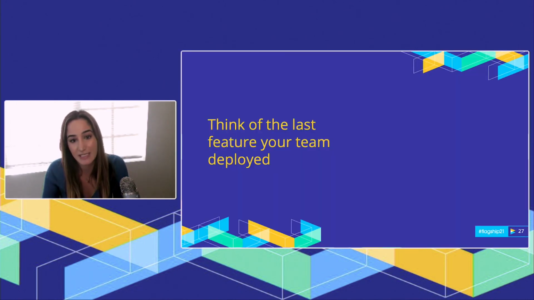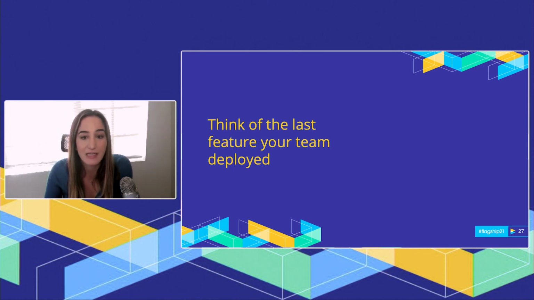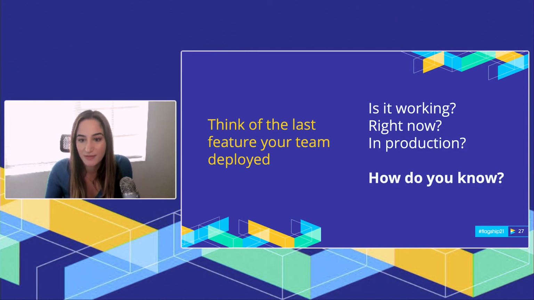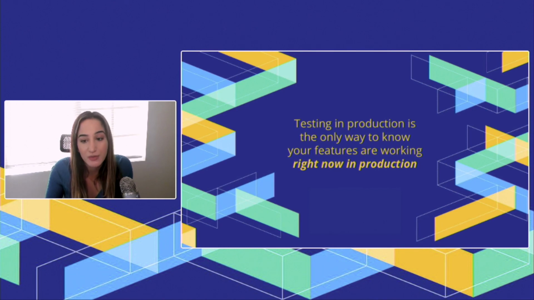And in case I haven't convinced you that this is a good idea, I just want you to think about the last feature that your team deployed. Is it working right now in production? How do you know? Your users haven't reported anything to you, your alarms haven't gone off, and so you assume that it works, right? But you don't know. Testing in production is the only way to know that your features are working right now in production.